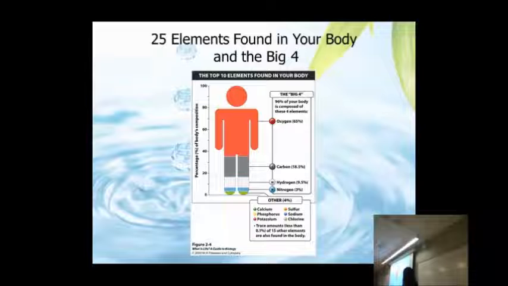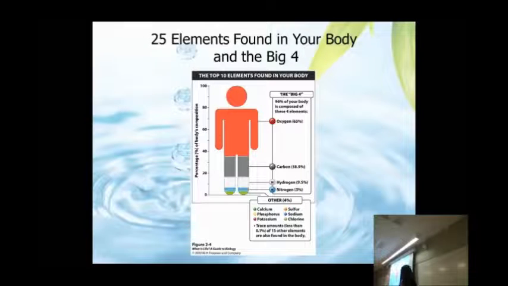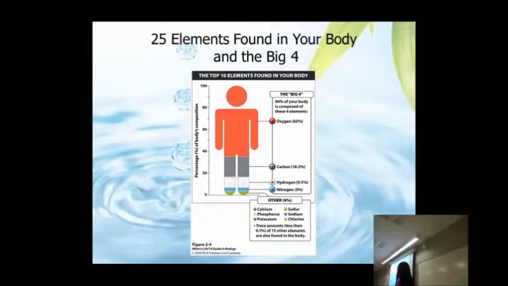But if you think about what this is mostly made up of, if you look at oxygen and hydrogen, so a lot of your body is made up of water. About 60% of your body is made up of water. Then carbon, that's usually the things that we get from our food, and nitrogen, which we get from the air that we're breathing all around us. So the 25 elements that are found in your body and the big 4.